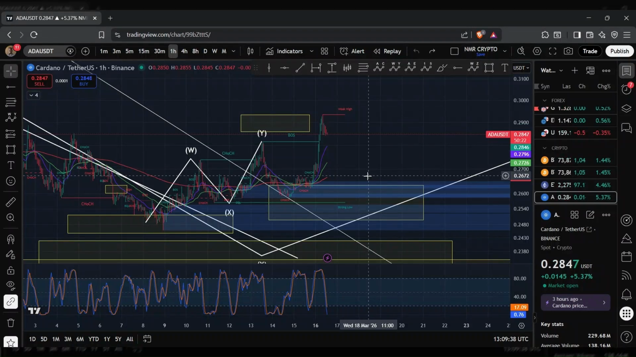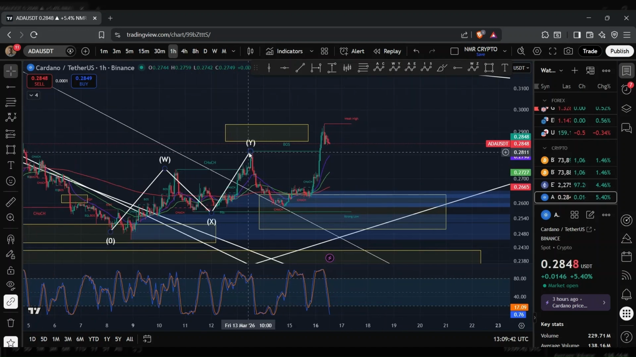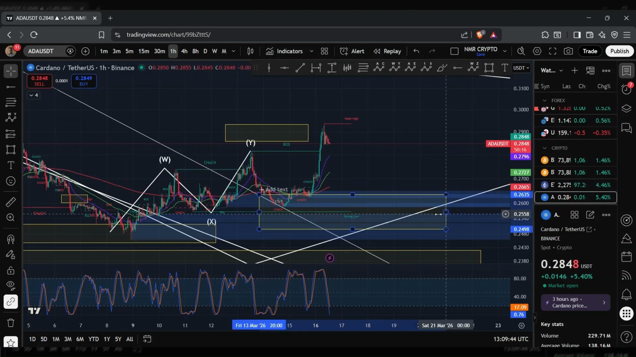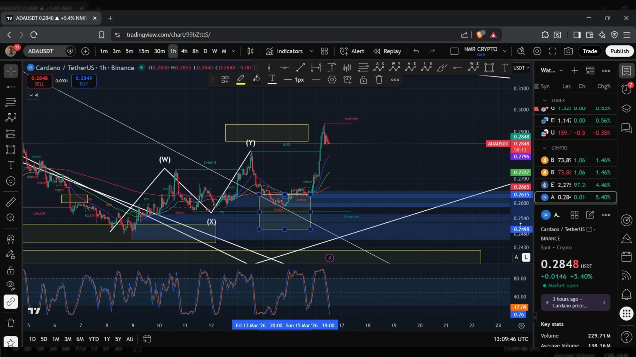So ADA currently finds itself on an uptrend following on from the previous update where I mentioned how I was tracking a correction and I set out the next key target to be within this range between 25 cents to 26 cents. And we ended up falling into this zone.